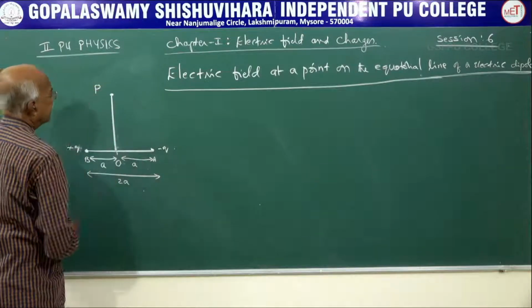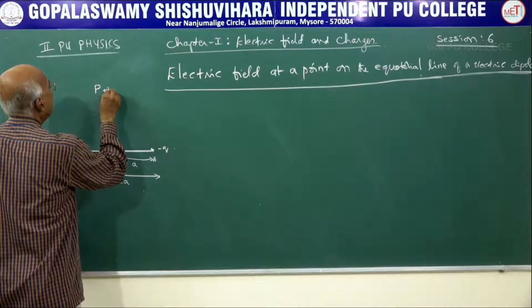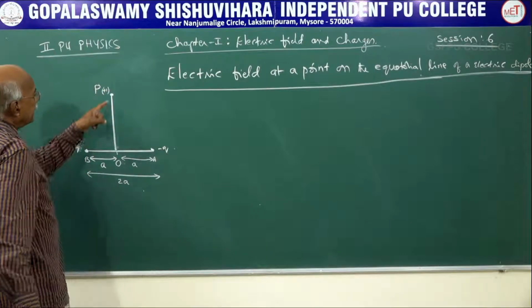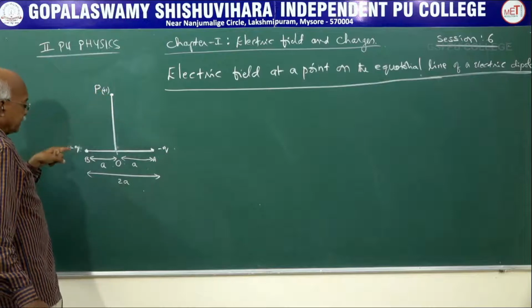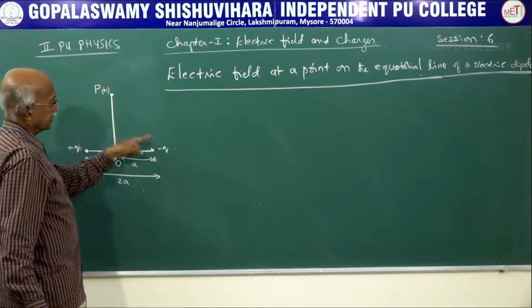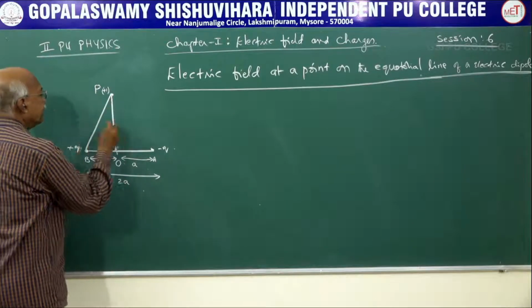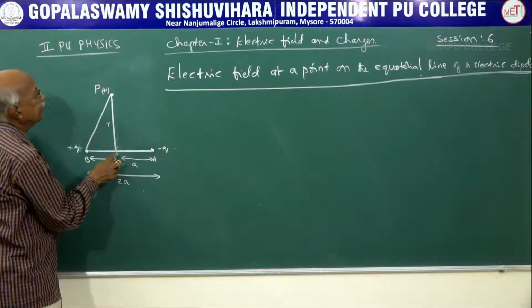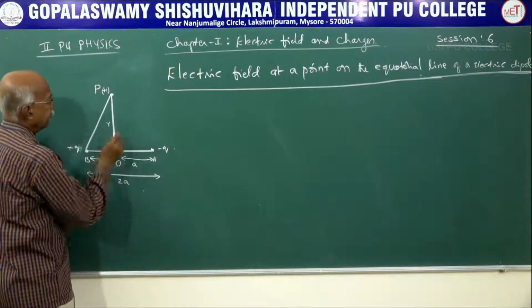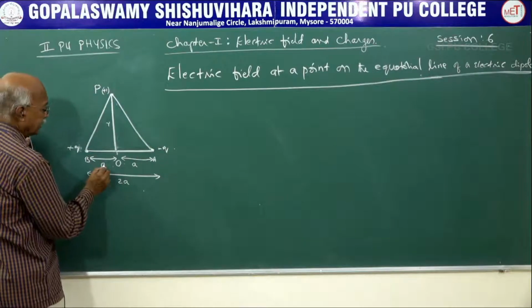Let us write that P is the point where a unit positive charge is kept, and we will find out what is the electric field available at P due to the presence of plus Q and due to the presence of minus Q. We will join like this. Let this distance be r, the distance between the midpoint of the dipole and P.